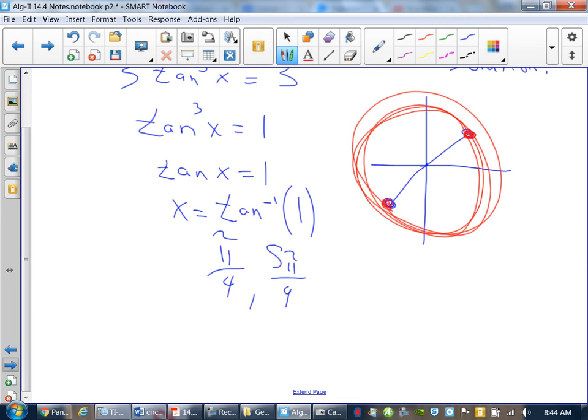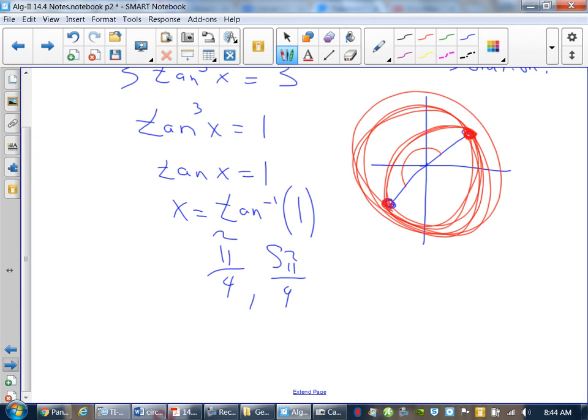when you're at tangent, especially for the 45s, how far apart are those two angles? Pi. So no matter what, if I start at pi over 4 and add pi to it, I get here. If I add pi to that, I get back to here. And back, and forth, and so on and so on.